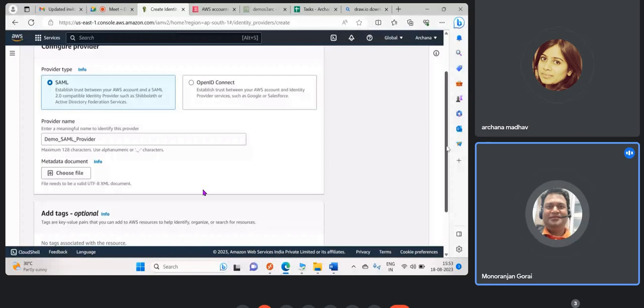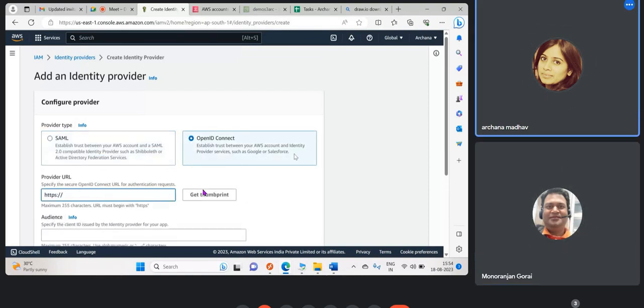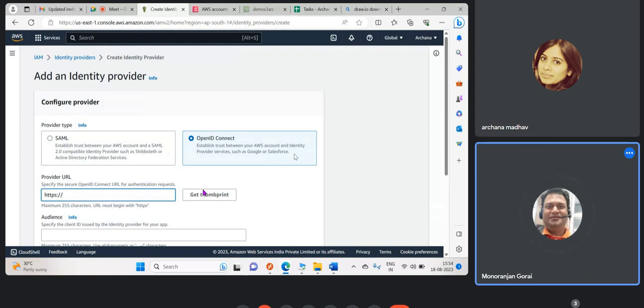You have SAML, you have OpenID, right? So you need to know what is SAML, what is OpenID. What is SAML saying? Establish trust between your AWS account and SAML 2 compatible identity providers, such as they have given. So it is a different mechanism to do that security stuff. Now it's OpenID: establish trust between AWS account and identity provider. So there are two types of providers it is specifying.